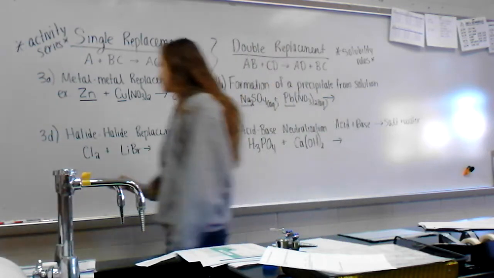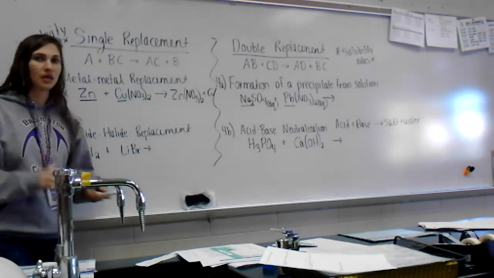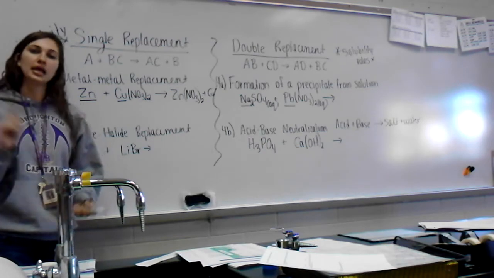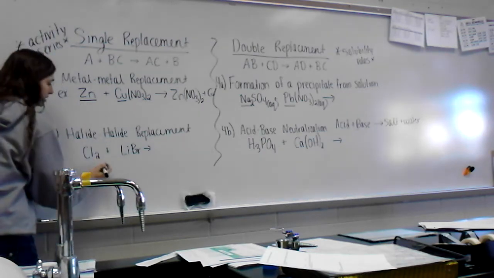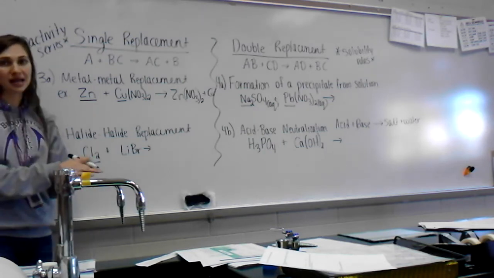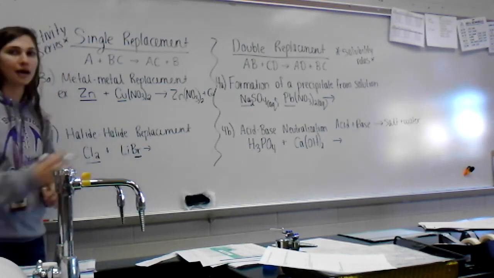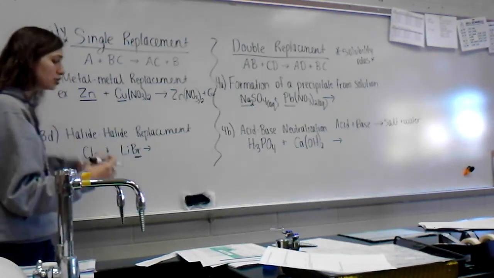Our second type of single replacement reaction that we're going to talk about today is our halide-halide replacement. The way you know that you're doing a halide-halide replacement is because the element that is by itself is a halogen. If you have a halogen that is by itself, then it's going to try to switch places with the halogen in the compound instead of the metal. And you do the same thing here.